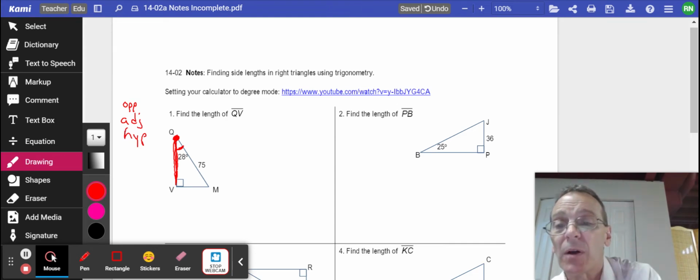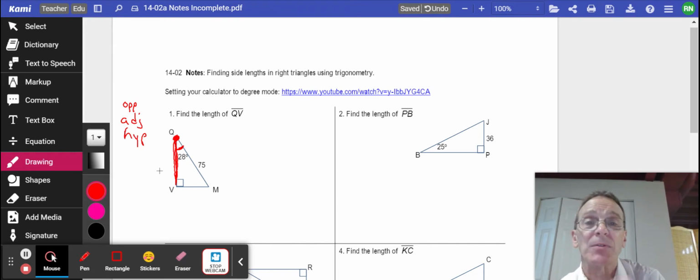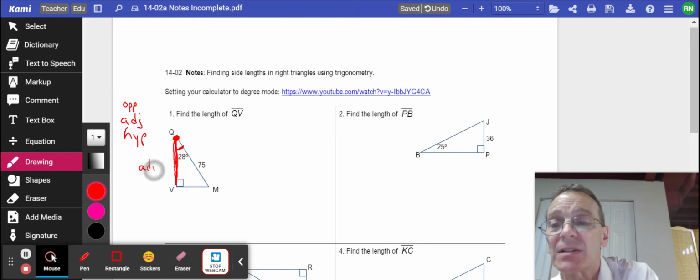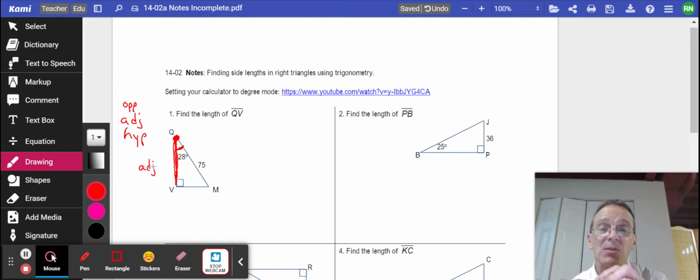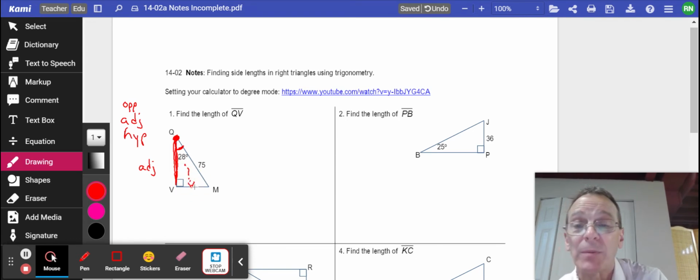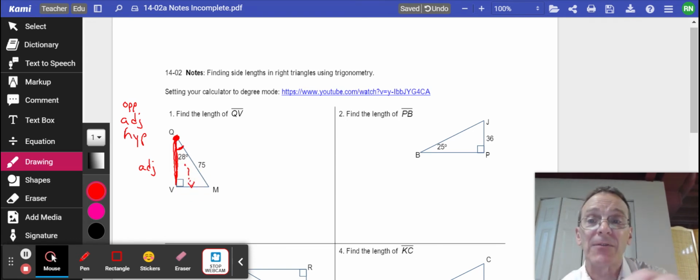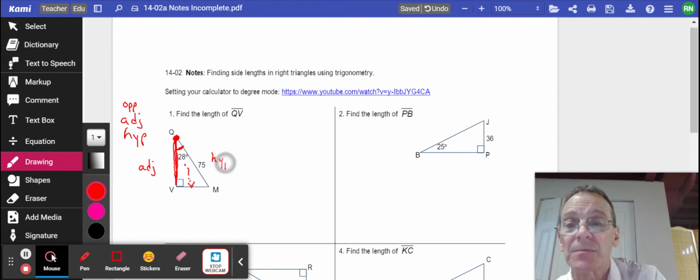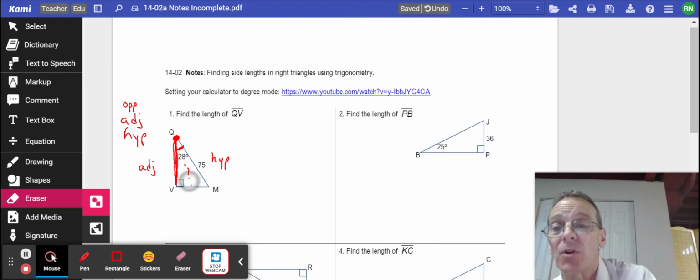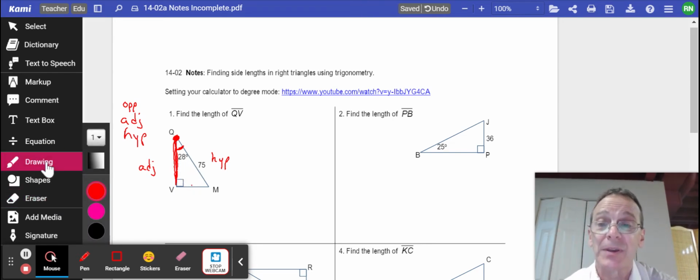Well, from this 28-degree angle's position in this triangle, the side that we're looking for, QV here, is the adjacent side to that 28-degree angle, right? This over here, VM, would be the opposite side. 75 is clearly the hypotenuse. The opposite side is of no value to us because we don't know its value.